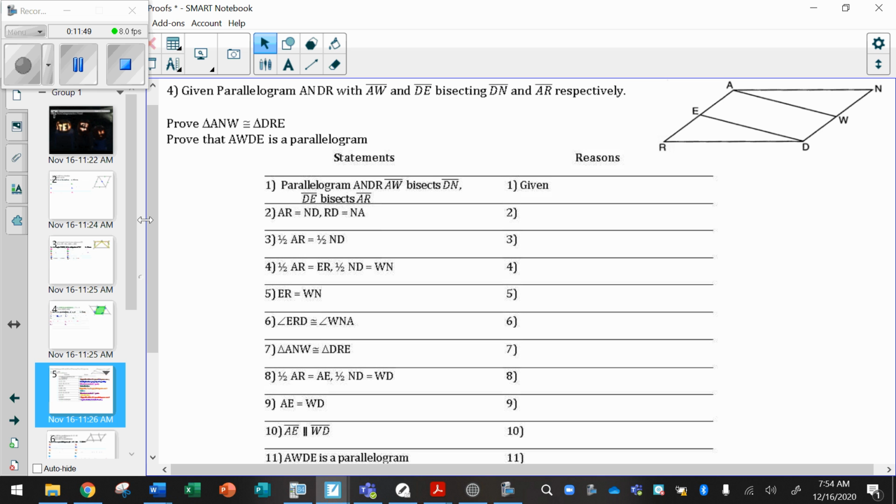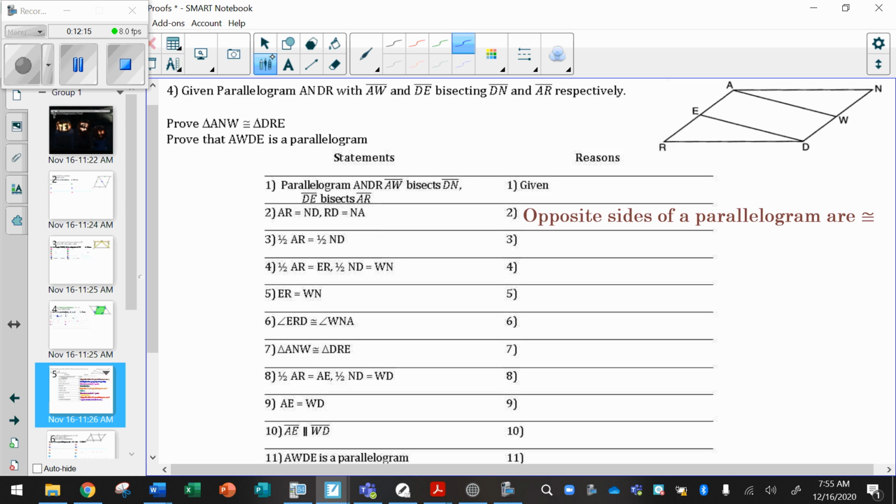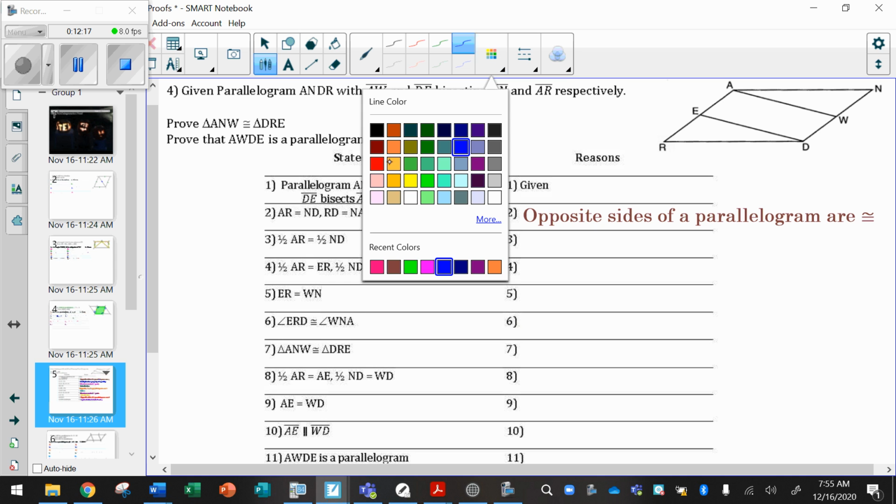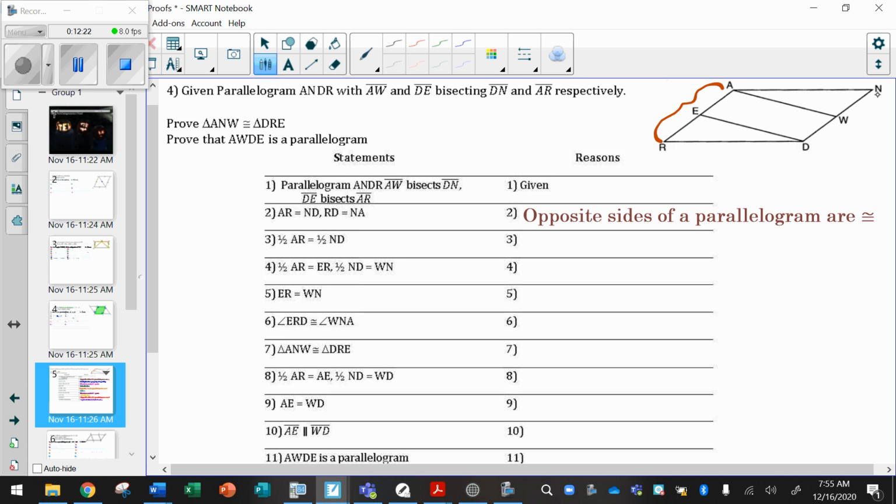So make sure you read the given. Parallelogram ANDR. So we have a parallelogram. AW bisects DN. So segment AW bisects side DN. And then segment DE bisects side AR. Well, a bisector eventually is going to get us a couple of congruent parts. But because we have a parallelogram to start with, we know that AR is congruent to ND because opposite sides of a parallelogram are congruent. So that puts this whole side on the left congruent to that big side on the right.